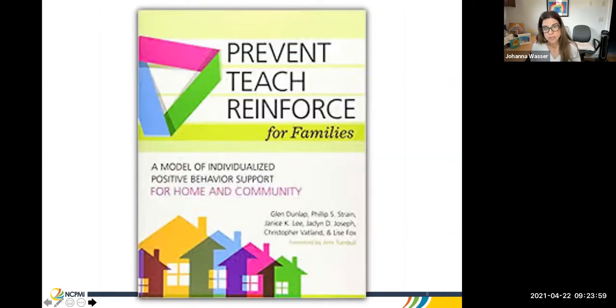Since PTR and PTR-YC, there have been a couple of changes. One, PTR for school age, K through 8th grade, has been revised. So we have a new edition out, and also PTR for families has been created. So this is a guide for families at home and in the community, because we know there's differences in environment and expectations. So another great resource for you all.